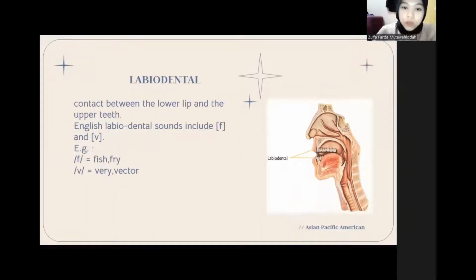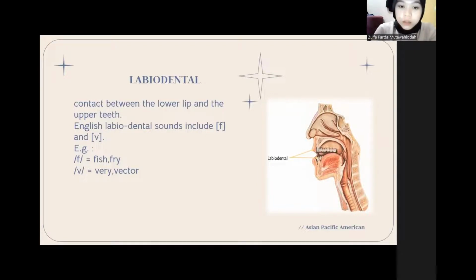Okay, next, second, we have labiodental. Labiodental is contact between the lower lip and the upper teeth. The lower lip is the active articulator and the upper teeth are the passive articulator. So here we have labial and dental. English labiodental sounds are f and v. For example, f, the word is fry, and v, the word is very or vector.